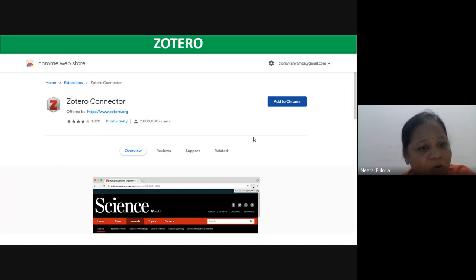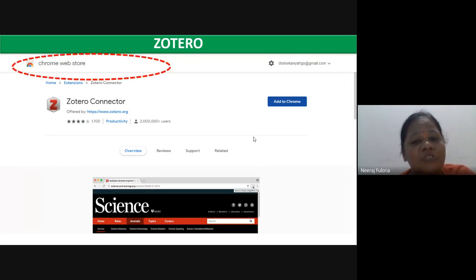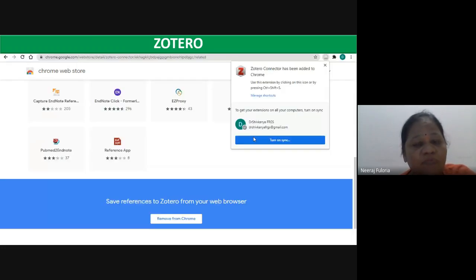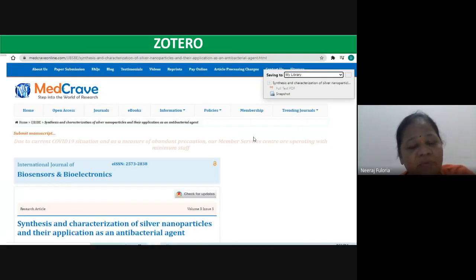Once you have downloaded this, along with that you have to download the Zotero connector. Why is this Zotero connector important? Because we are retrieving the references online, through Google. Whatever you search on Google, when you save it with the Zotero connector, it will be saved automatically into your library. You can see I have just clicked on one paper related to the synthesis and characterization of silver nanoparticles, and I saved it in my library.